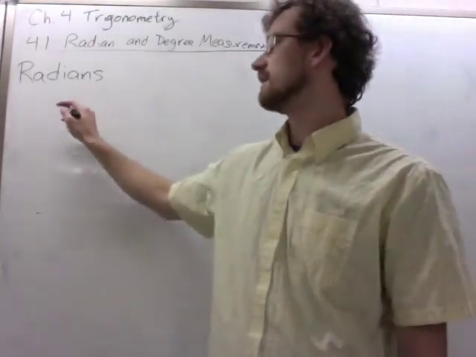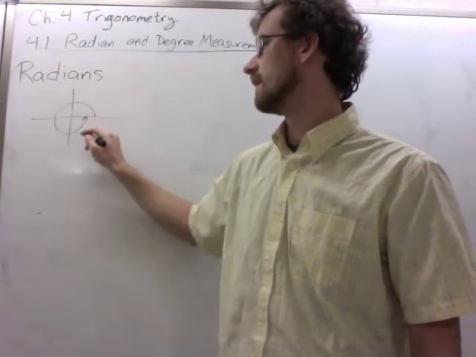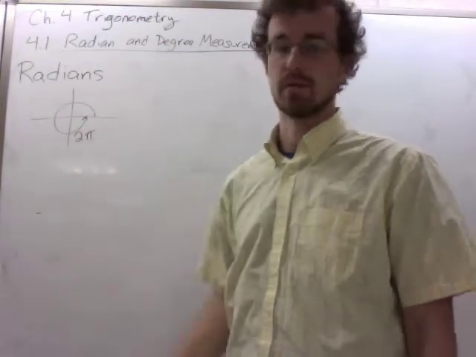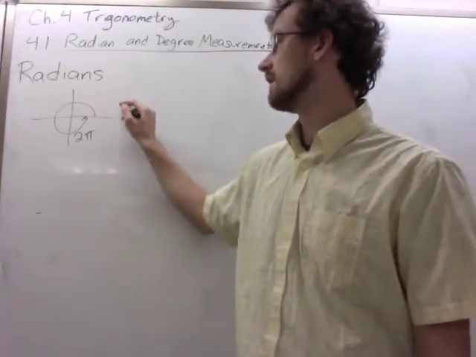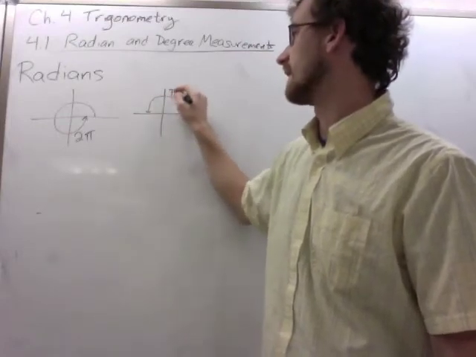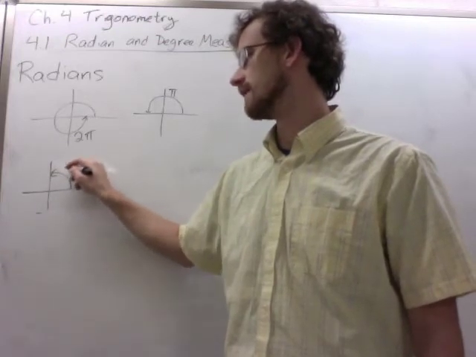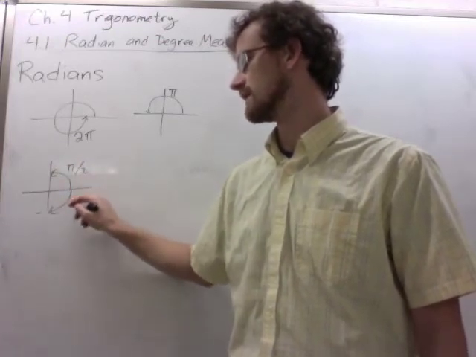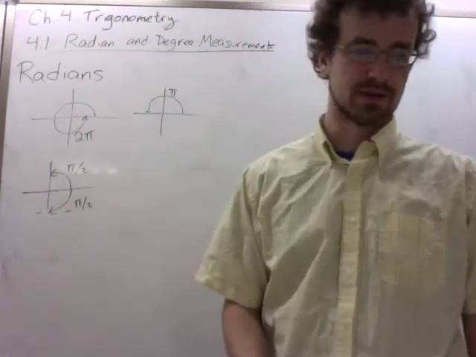A full circle, all the way around a circle, is 2 pi radians. So then, if we go halfway around a circle, that's pi radians. A quarter of the way is pi over 2. Going this way would be minus pi over 2, and so on and so forth.